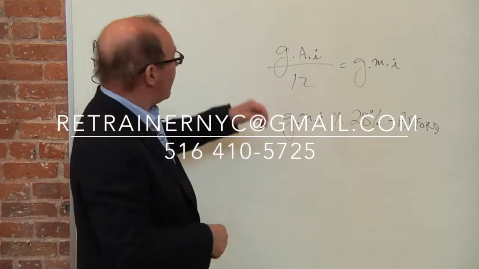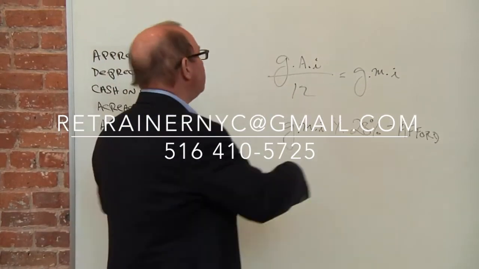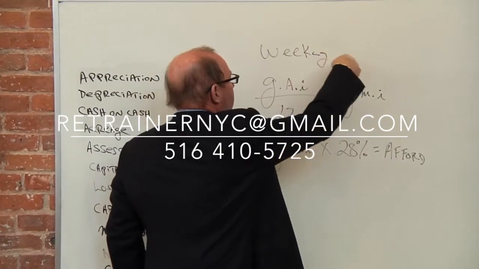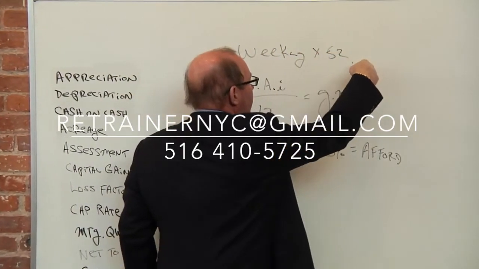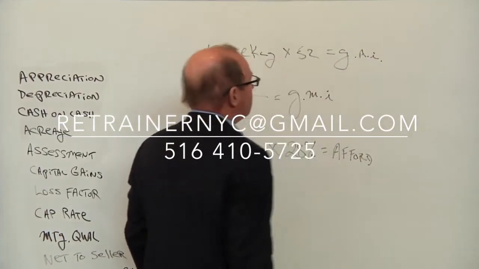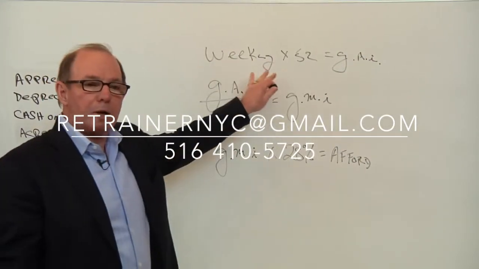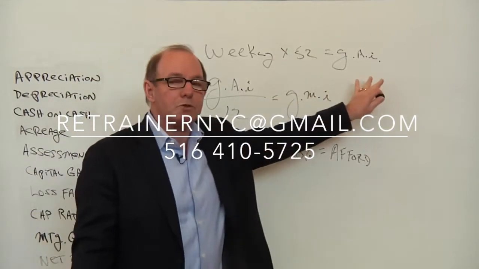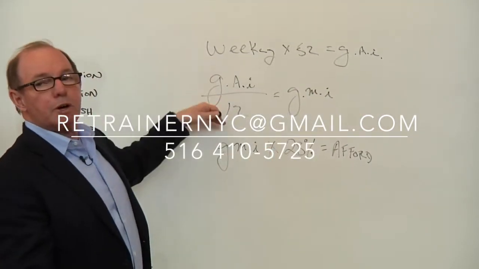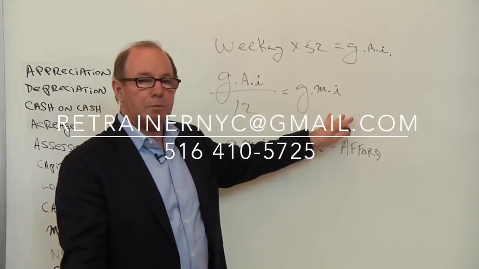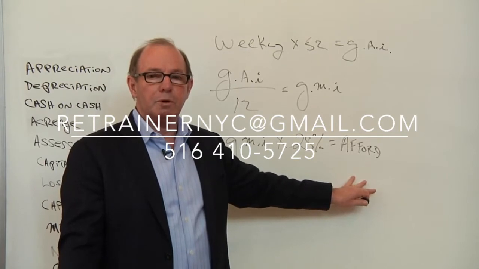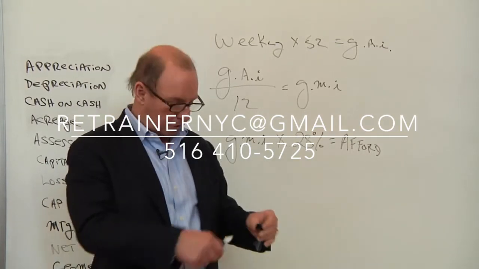So we have to put another step up here. Weekly income times 52 weeks equals gross annual income. So if they give you the weekly income, multiply it by 52 weeks, which gives you gross annual income, then go to this step. Gross annual income divided by 12 is gross monthly income. Gross monthly income times 28% is what people can afford. That's how you financially qualify your customers.